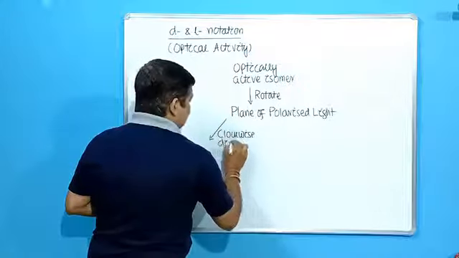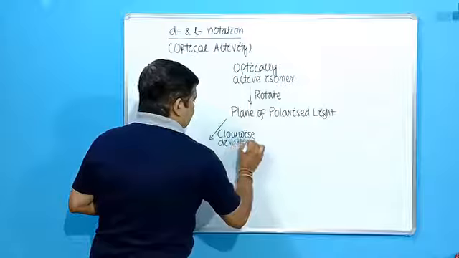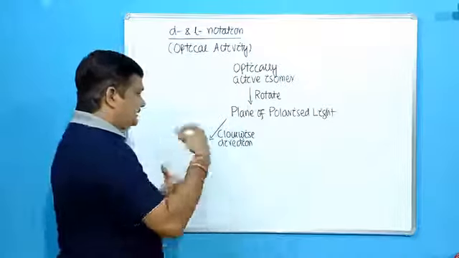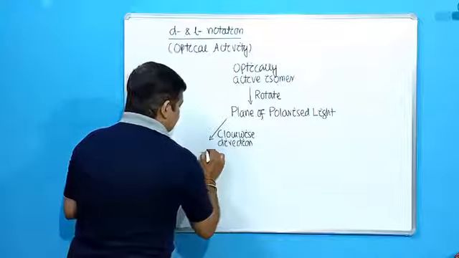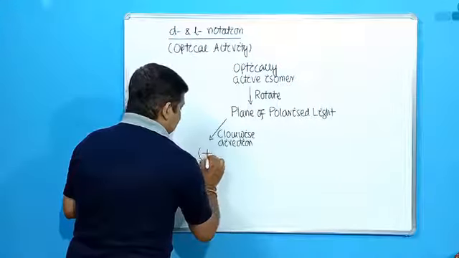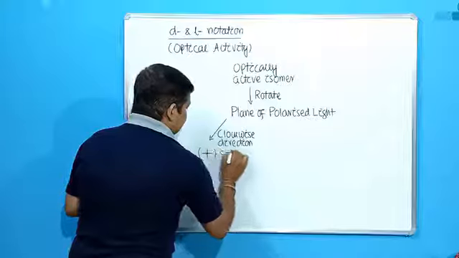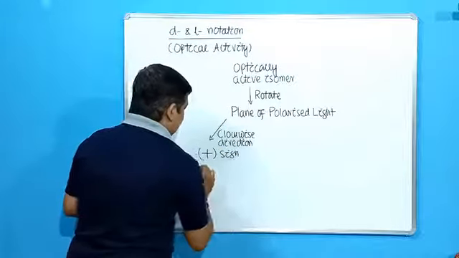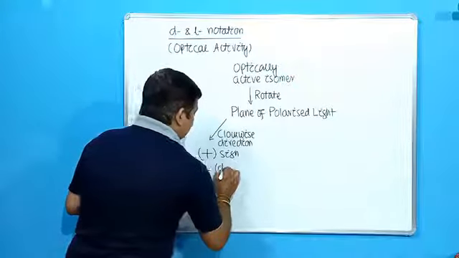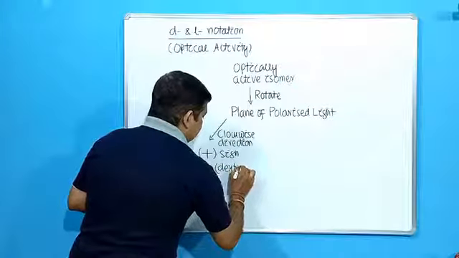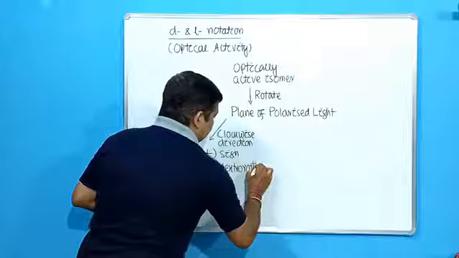When the plane of polarized light is rotated in the clockwise direction, a plus sign is assigned, or a D sign is assigned. D means dextrorotatory, so D stands for dextrorotatory.